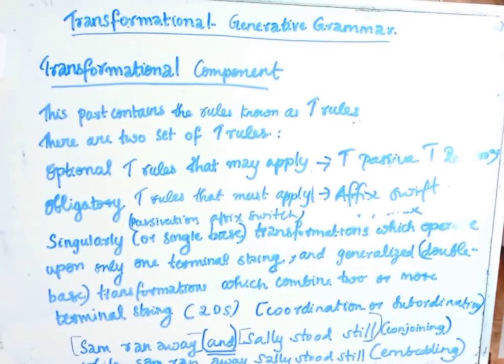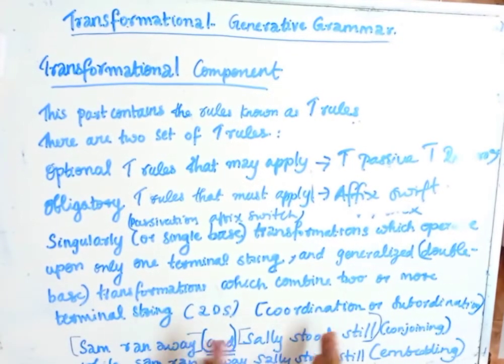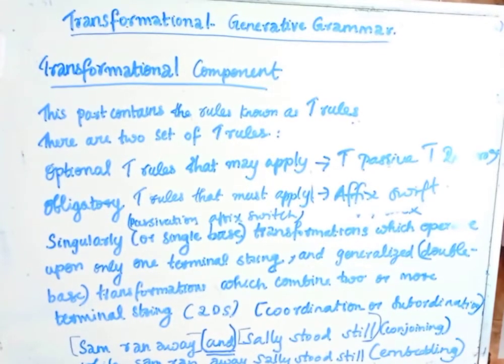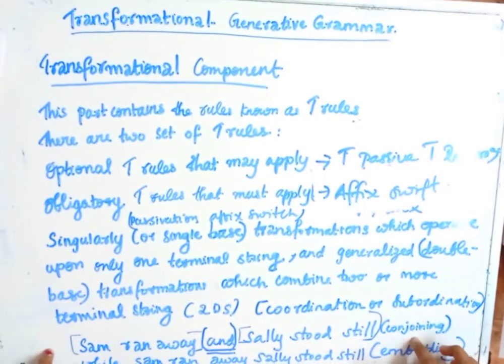We saw the example of conjoining, right? Here two terminal strings, Sam ran away and Sally stood still, are combined together with the coordinating conjunction and. So here there is a conjoining. Two terminal strings are conjoined together. Hence this is an example of a generalized transformation and this is an example of conjoining.